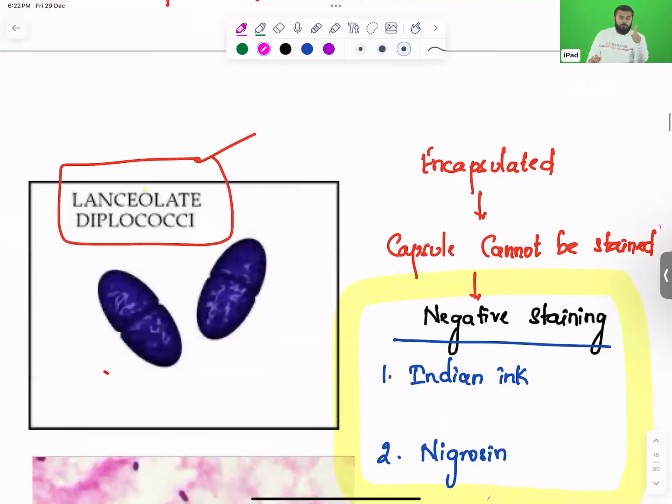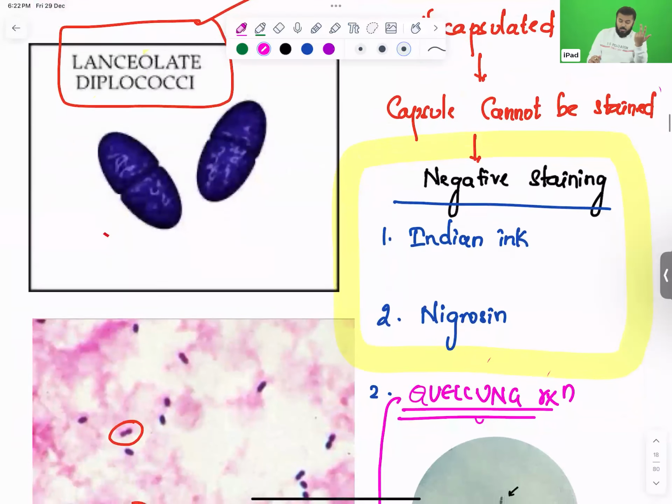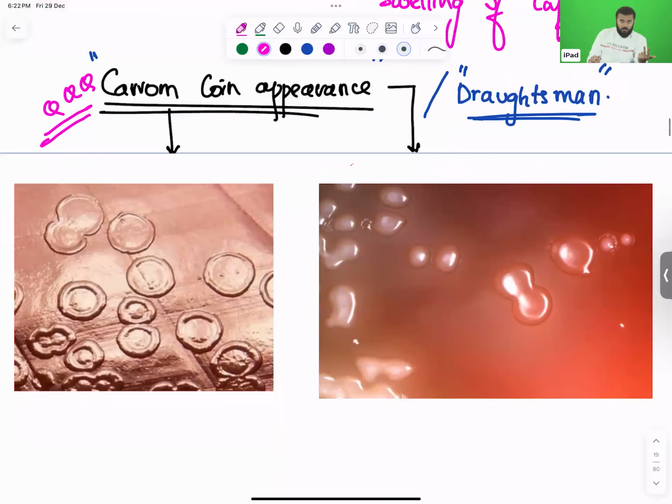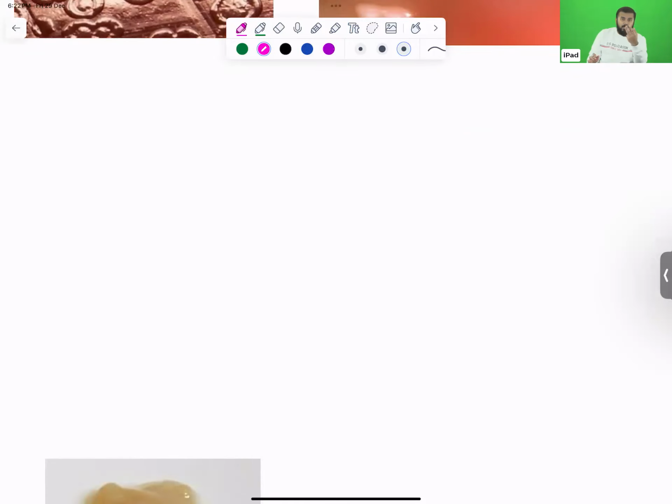Now, what are the MCQs? First MCQ, shape: what is the shape? Second MCQ, how do you stain? Third MCQ, what is the appearance on blood agar? Fourth MCQ, what are the complete clinical manifestations of this Streptococcus pneumoniae? Just remember the mnemonic TOPI. All of you might be thinking Streptococcus pneumoniae will cause pneumonia, but not only pneumonia, it will even cause problems to the brain also. Keep that in mind.